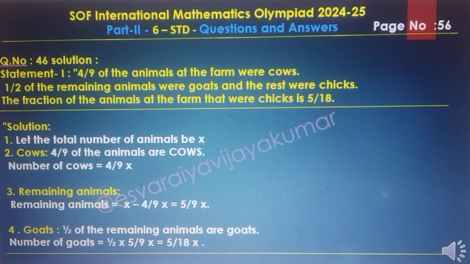The solution of this problem: let the total number of animals be x. The number of cows is 4/9 times x. The remaining animals are x minus 4/9 x, which finally gives 5/9 x. Goats are 1/2 of the remaining animals, so the number of goats is 1/2 times 5/9 times x, which gives 5/18 x.